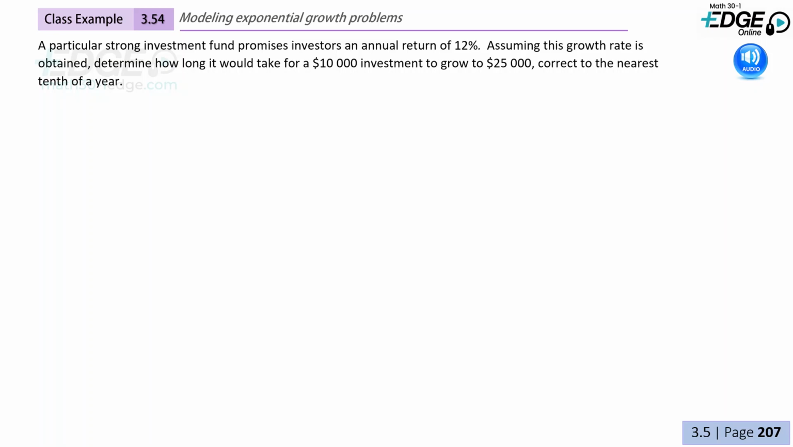Class example 3.54. A particular strong investment fund promises investors an annual return of 12%. Assuming this growth rate is obtained, determine how long it would take for a $10,000 investment to grow to $25,000.